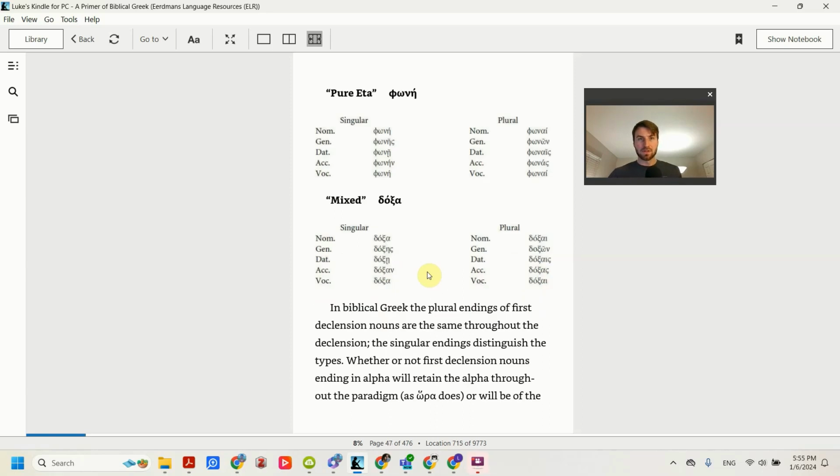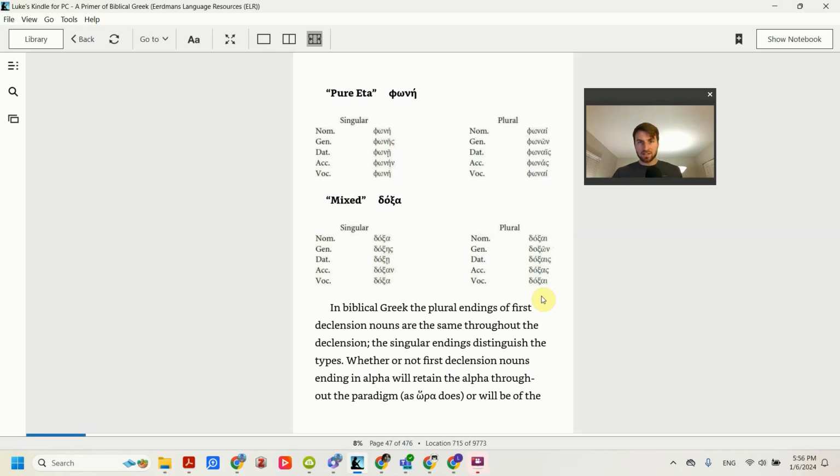If we go to the pure eta, you can see eta all the way down in the singular. And good news, it's alpha all the way down in the plural. So in all first declension endings, the plural is the same. It's always going to be alpha all the way down. So these pure alpha, pure eta are referring to what happens in the singular. And then mixed is what you would expect, right? There's alpha here, two etas, and then alphas, but in the plural you have alpha all the way down.